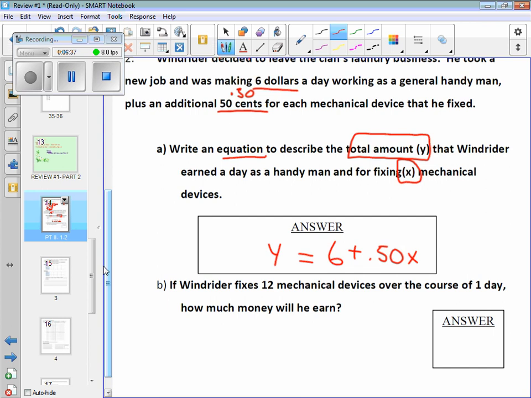What do you have? There's some variations that I will take. What do you got? Six plus equals. I'm going to leave it up there. You're just going to see it doesn't work. I'm going to show you why. That 0.50 has got to go somewhere.